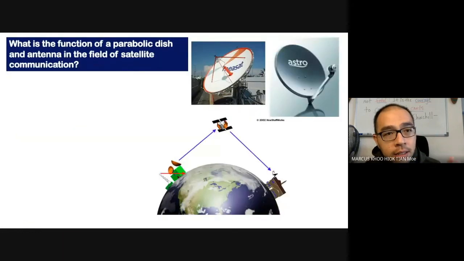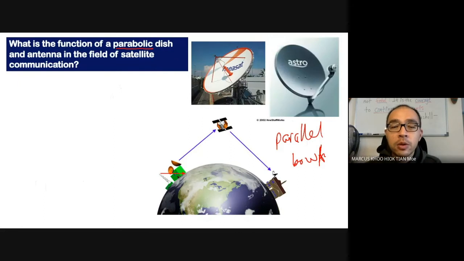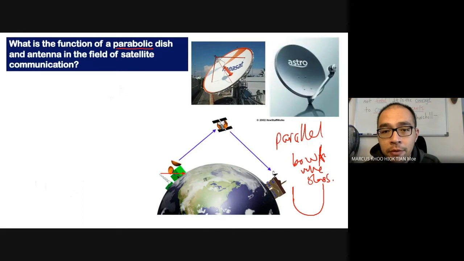All right, another application of waves is what we call a parabolic dish. The word parabolic comes from two words, parallel and bowl. Sorry, bowl, not bone. Parallel bowl. So a basic parabola is the shape of a bowl, and then there are two parallel lines. A very normal parabolic shape is a wine glass. Sorry if you don't drink wine, then ignore me. But if you've seen a wine glass, it is the shape of a parabola.